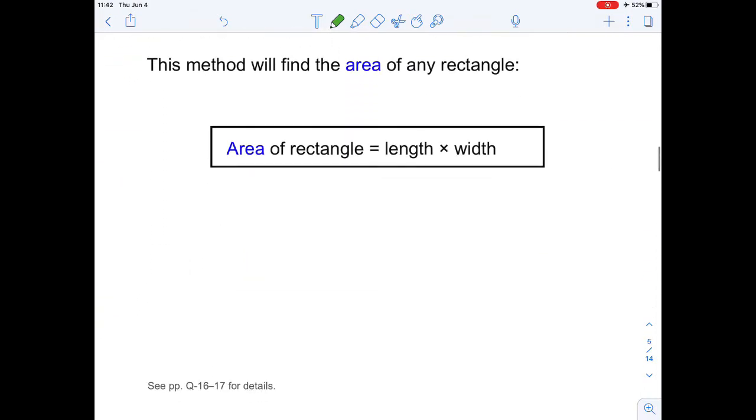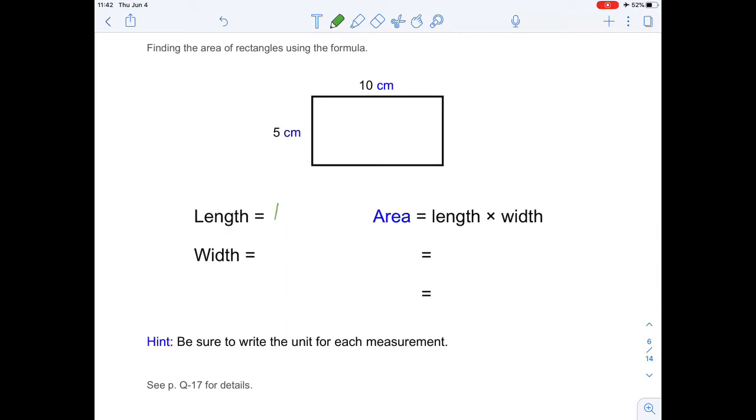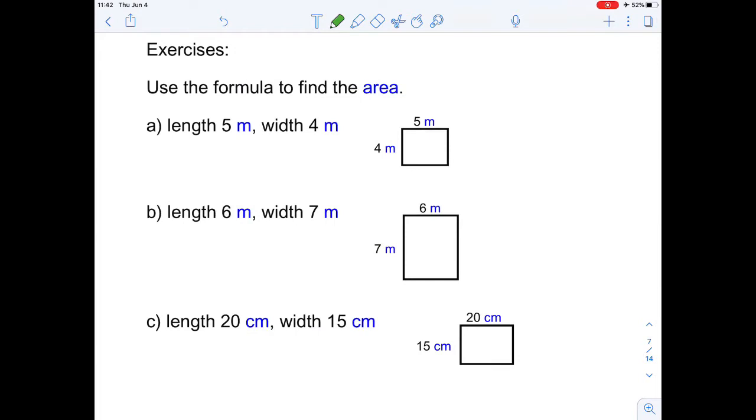So we just went over the formula for area. It's length times width. Here we have a length of 10 centimeters. Here we have a width of 5 centimeters. And so if we do 10 times 5, we get an area of 50. And we call them centimeters squared or square centimeters. So centimeters with a little 2 beside it. So pause the video and try these exercises out, and then come back when you are ready.